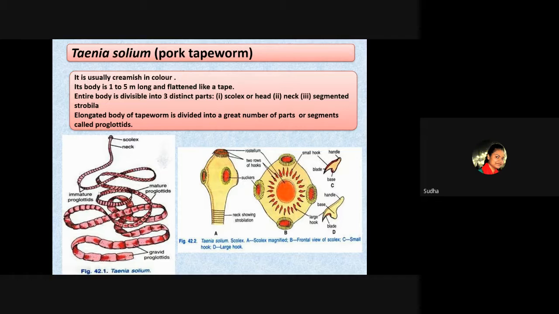So this is about the structure of tapeworm. Next point: the elongated body of tapeworm is divided into a great number of parts or segments called proglottids. As I said before, all these segments are called proglottids. You have to remember this. And this is the structure of the head, where there are 4 suckers and 2 rows of hooks present. All these help it remain attached to the host's body. So this is about the structure.